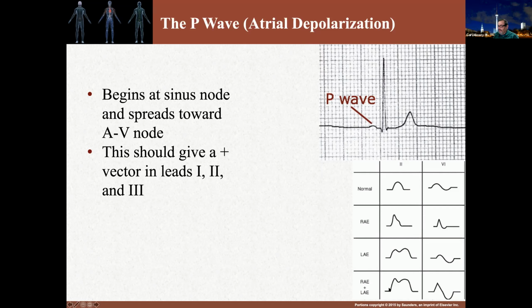And if both are enlarged, you get this fedora-looking appearance here, this being the little depression in the middle of the hat. So right atrial enlargement followed by left atrial enlargement. And then in V1, a combination of this tracing and this tracing.